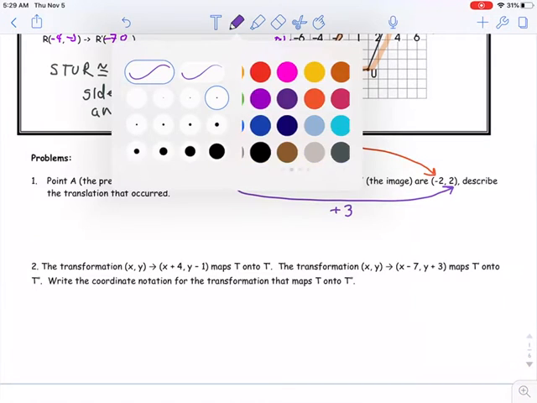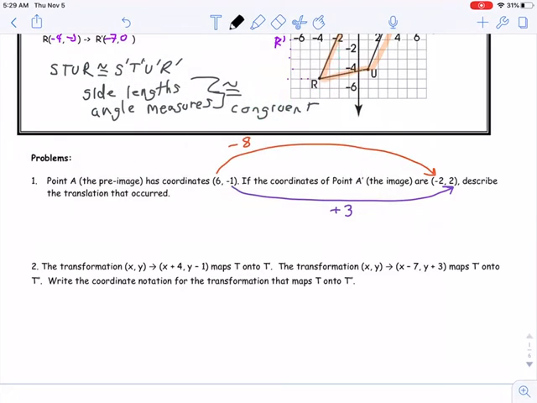There are several ways to do this, and it's good to know all ways. You can do it in the English language: left 8, up 3. Or coordinate notation, which is very important. This is the way you talk to computers: x minus 8, y plus 3.